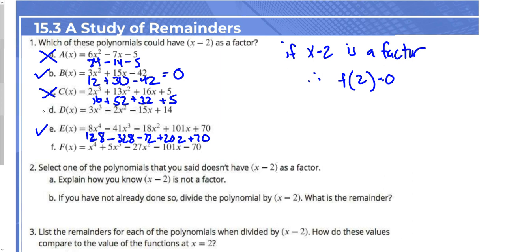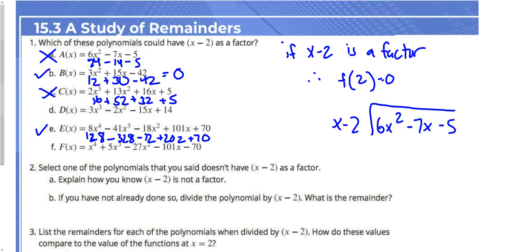Okay, so now let's try something. Let's take the first one, since we already know that x minus 2 is not a factor. Let's go ahead and do the long division on that one. So if I do 6x squared minus 7x minus 5, and I divide into it x minus 2, let's see what happens. Let's just make it look a little bit better.